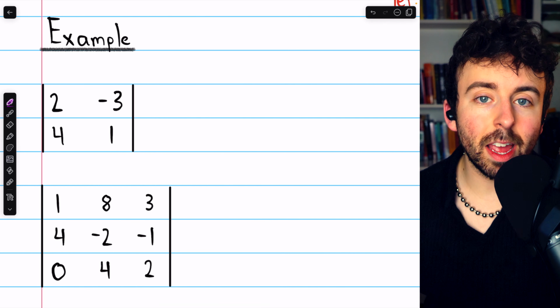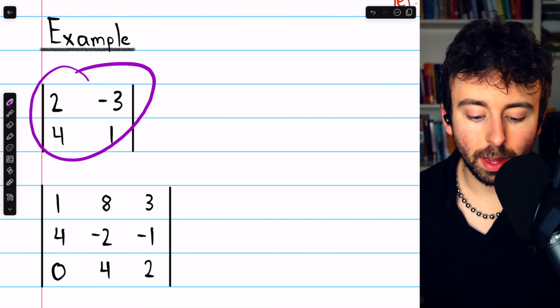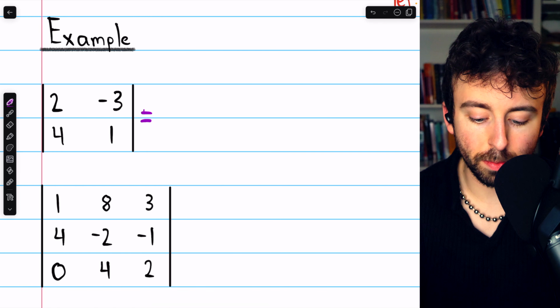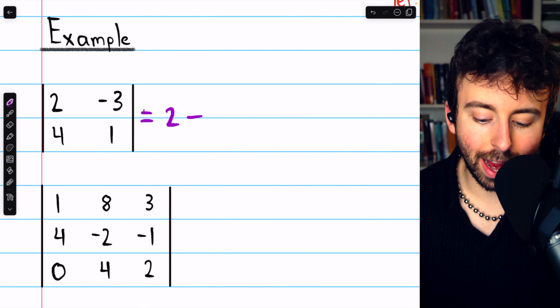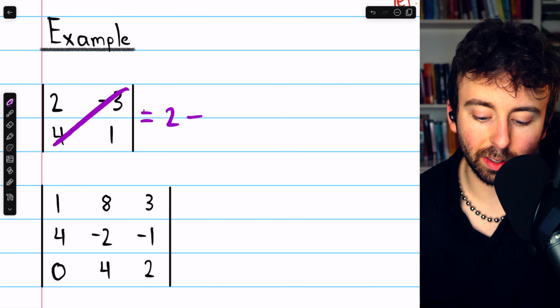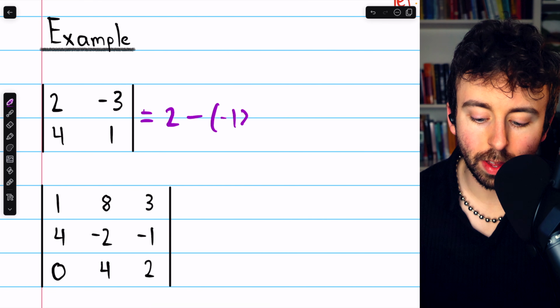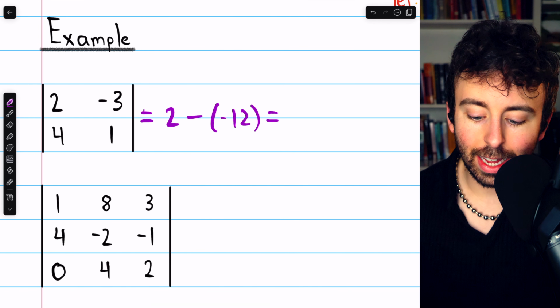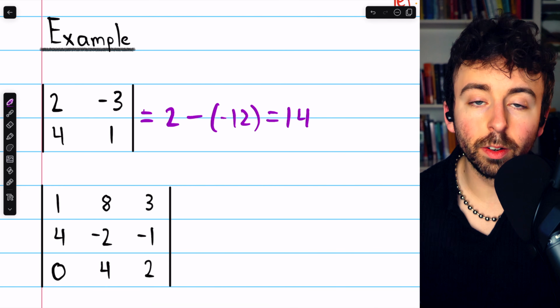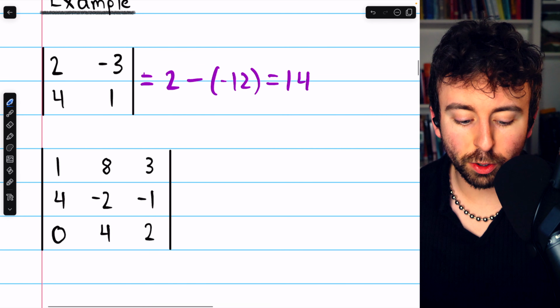So let's do a quick example, starting with a 2 by 2 matrix. How do we find this determinant of a 2 by 2 matrix? Just multiply along this diagonal, 2, and subtract along the other diagonal. That's negative 12, so subtract negative 12. The determinant of this matrix then is 2 plus 12, so 14. All right, now let's do the more interesting example.